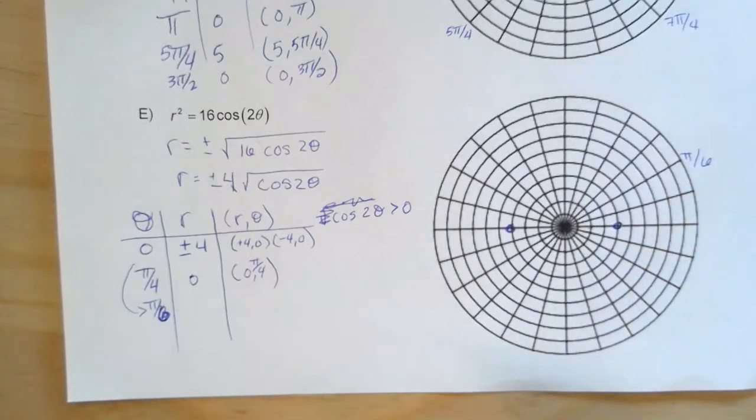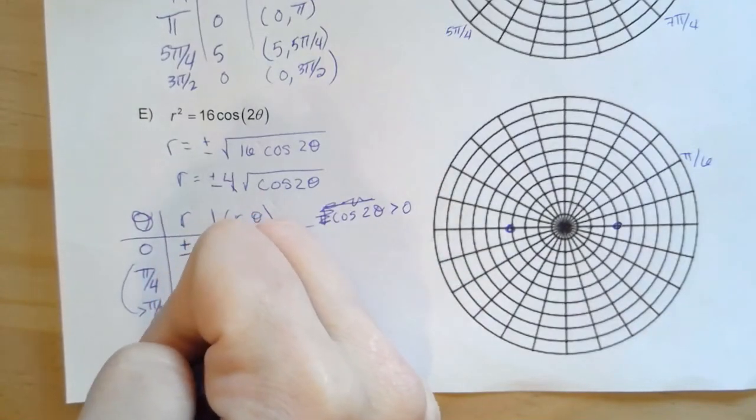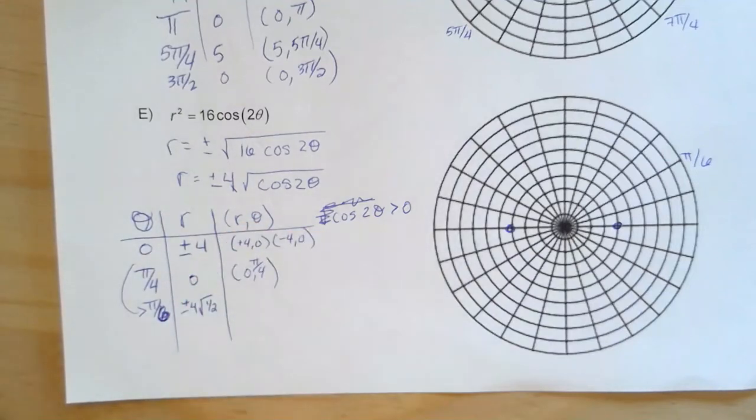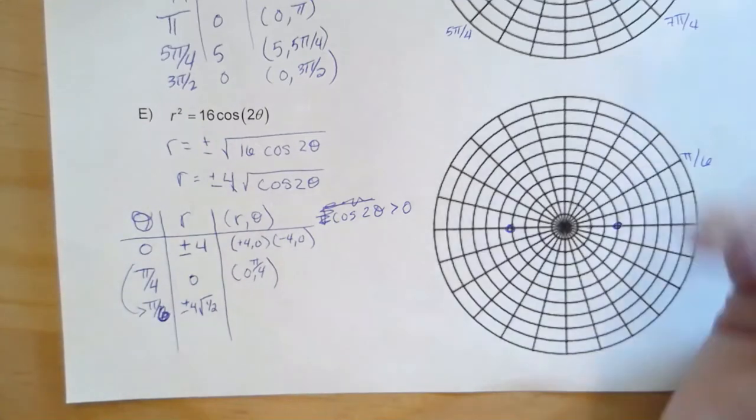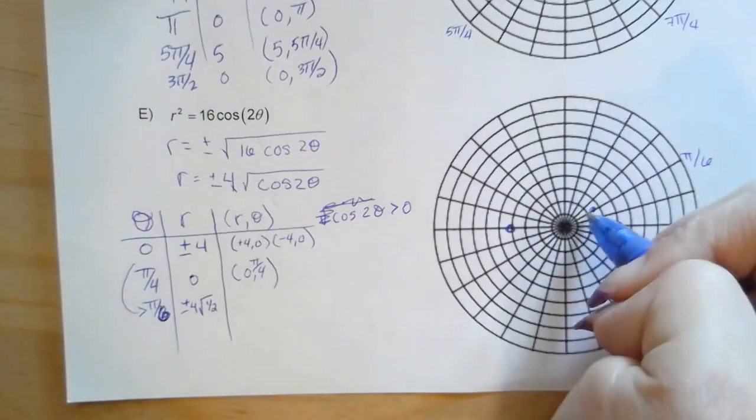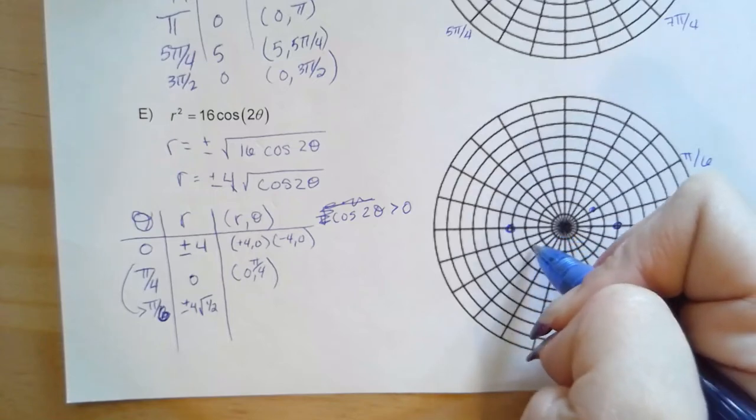So 2 times pi over 6 would be pi over 3. Cosine of pi over 3 is 1/2. The square root of 1/2, well, we would get plus or minus for the square root of 1/2. So I just want to see where that's going to be. 4 square root of 1/2 is 2.8 and so on. So 1, 2, so a little bit close. As you can see, it's also negative, so I'm going to go negative here. So 1, 2, a little bit more.